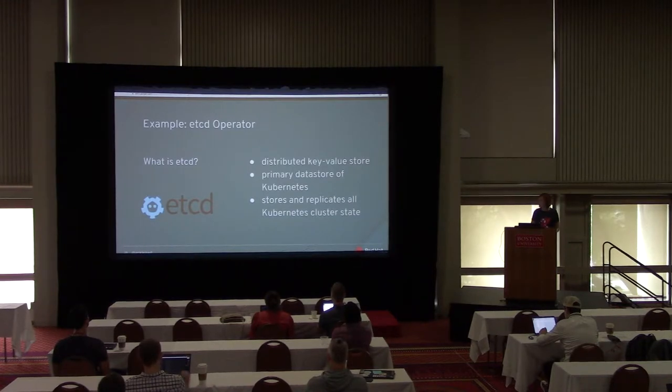So I don't like to talk about things in an abstract way. I wanted to give a real example. So we're going to look at a demonstration of deploying and using the etcd operator. If you're not familiar with etcd, it's basically a distributed key value store. It's also what Kubernetes is using as its primary data store. So it's used for storing and replicating information about cluster state in Kubernetes.